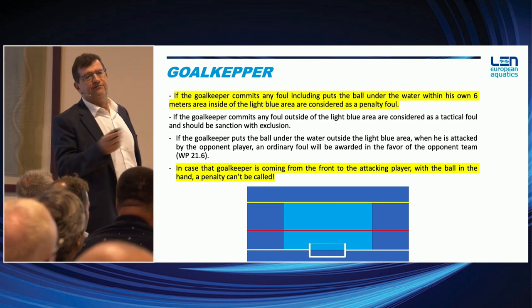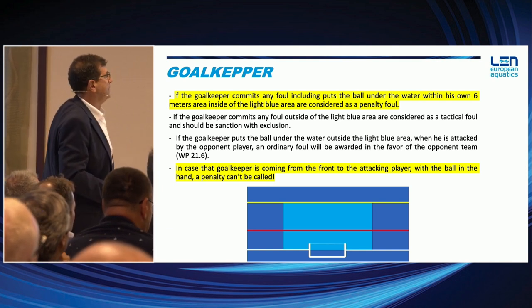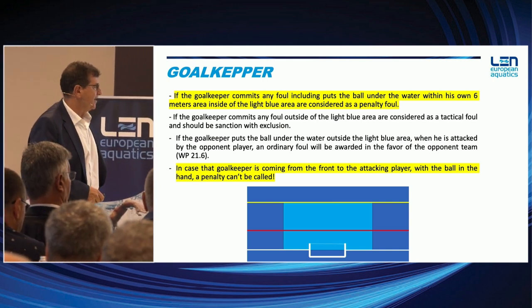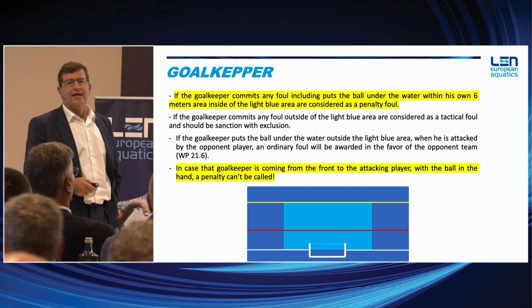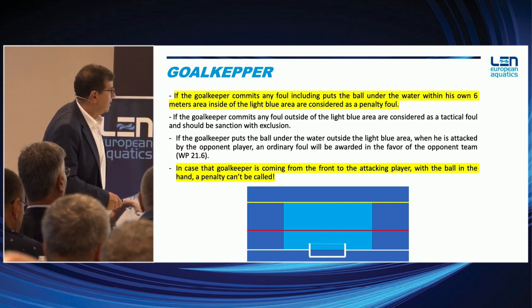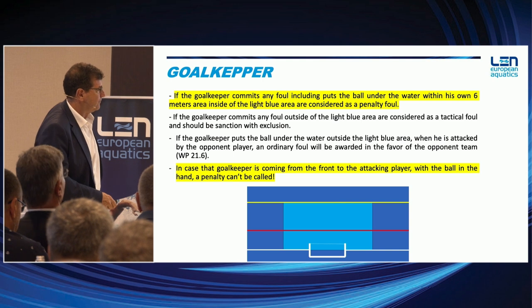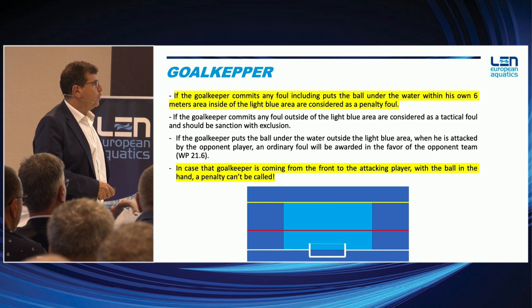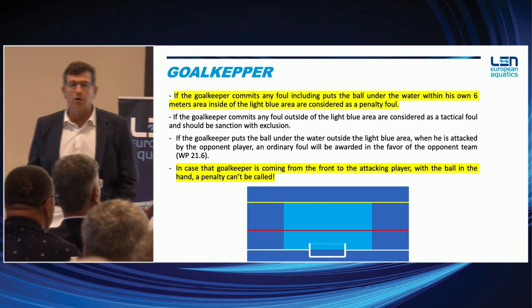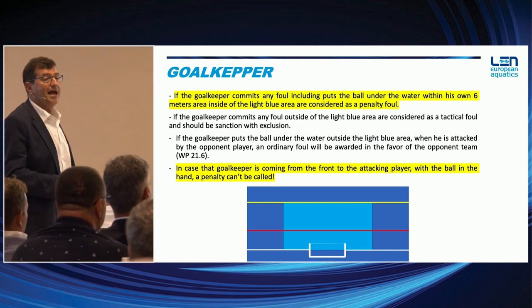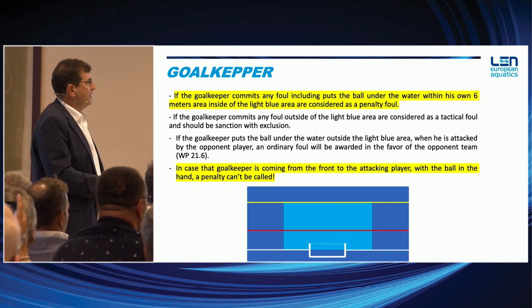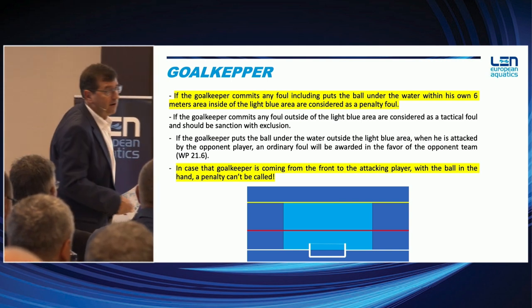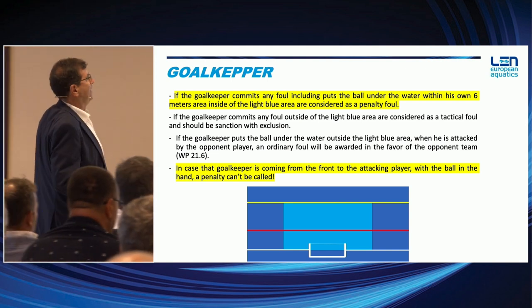I told you before, with the new rules, when the goalkeeper commits any foul inside this light blue area, the light blue area is the area between the 2 meter line from the post and the 6 meter line. When the goalkeeper goes out of the goal, the goal is empty, and he commits any foul inside here, this is a penalty. Remember, outside is tactical foul exclusion, eh? But inside is a penalty.